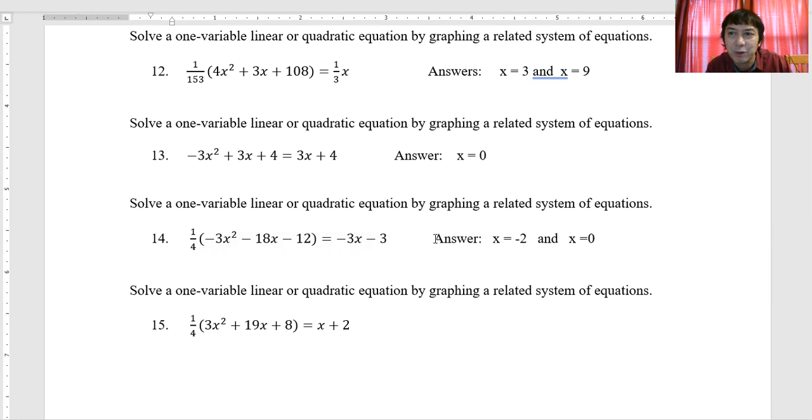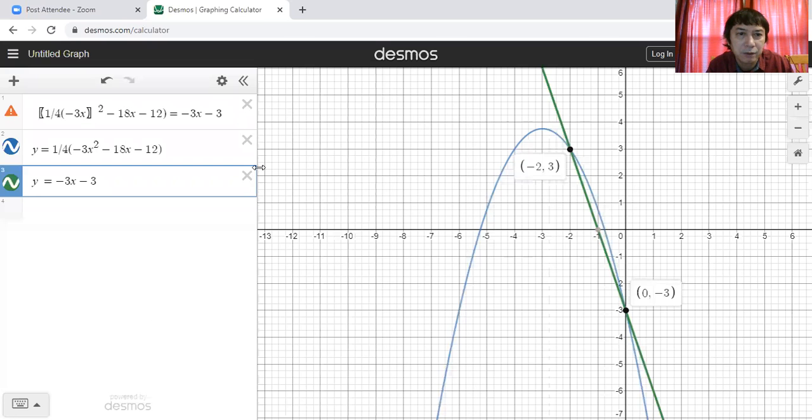All right, let's continue and finish it. We're doing the last number. Solve a one variable linear or quadratic equation by graphing a related system of equations. Our final equation is over here. 1/4 times the quantity 3x squared plus 19x plus 8 is equal to x plus 2. Okay, so this will be our working equation. Proceed to the Desmos graphing calculator.